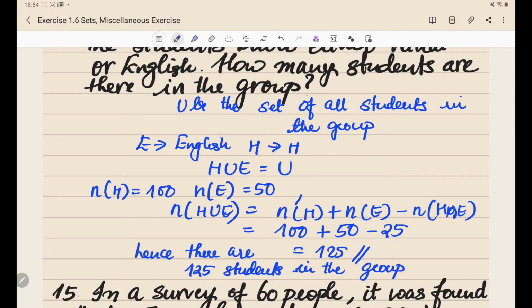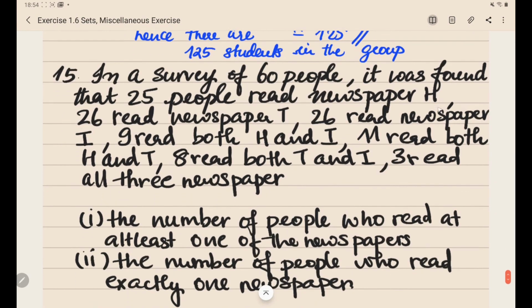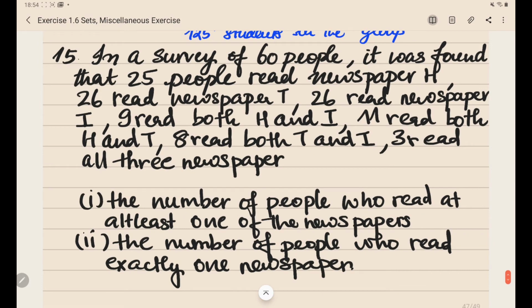It's very easy, right? Now let's discuss the 15th problem. In a survey of 60 people, it was found that 25 people read newspaper H, 26 read newspaper T, 26 read newspaper I, 9 read both H and I, 11 read both H and T, 8 read both T and I, and 3 read all 3 newspapers. Find the number of people who read at least one of the newspapers.